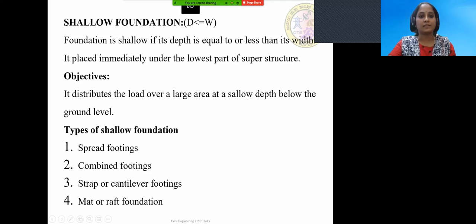The shallow foundation is further classified into four different types. The first one is spread footing, the second one is combined footing, the third one is strap or cantilever footing, and the fourth one is mat or raft foundation. We'll take these four types one by one and discuss what each is and where it is used. Then we'll move on to the next slide.